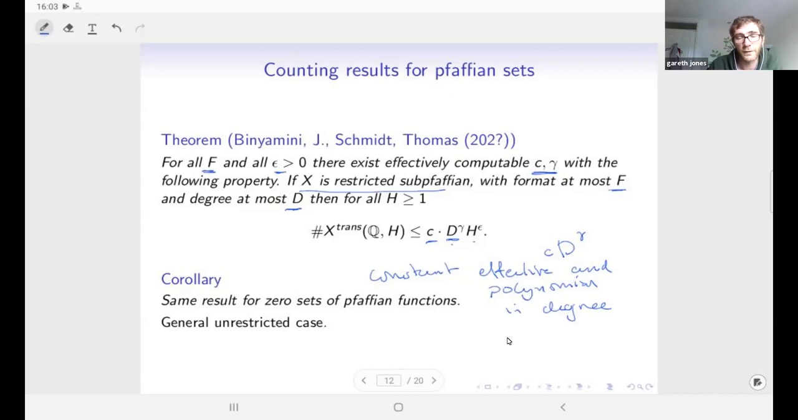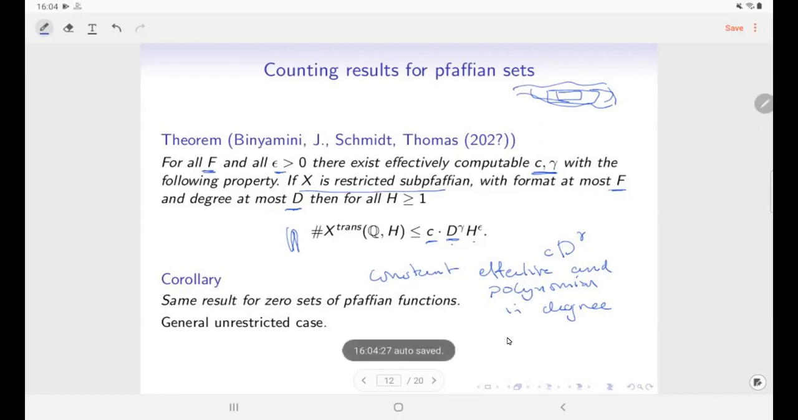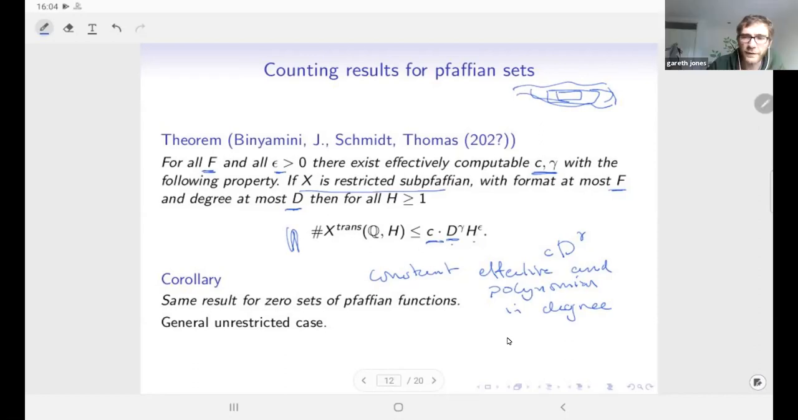Now, if I have a zero set of a pfaffian function, not restricted, then I can get the same result as this. I can get a bound of this form just by, so I have my zero set, something like this, and I take larger and larger restrictions. And because the restrictions will all have the same complexity, the bounds here won't depend on the restriction I take, and any point of height H will be contained in some restriction. So I get the bound for zero sets of pfaffian functions, even unrestricted.